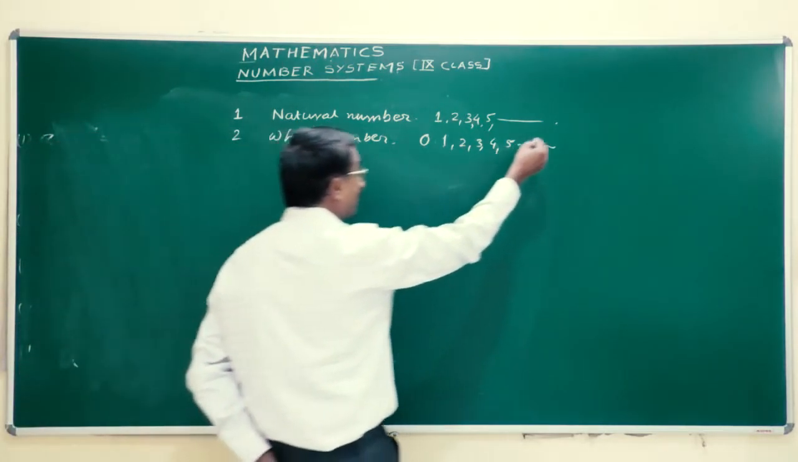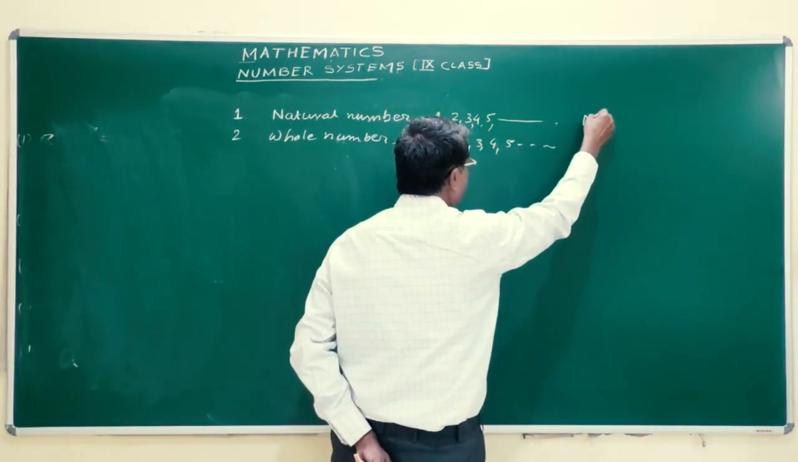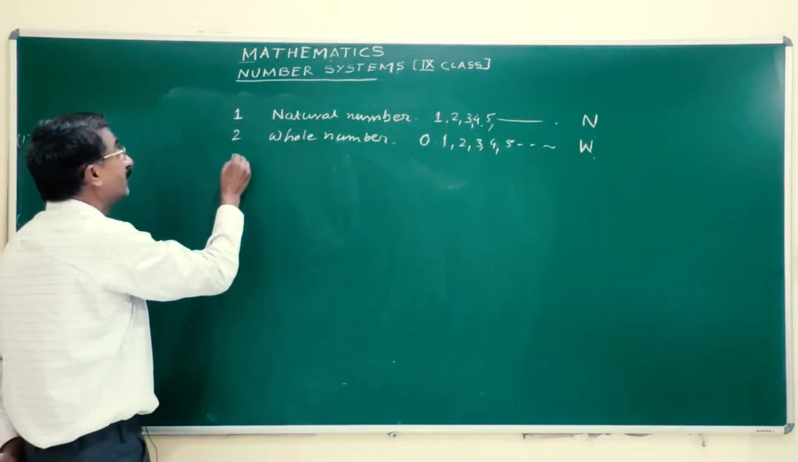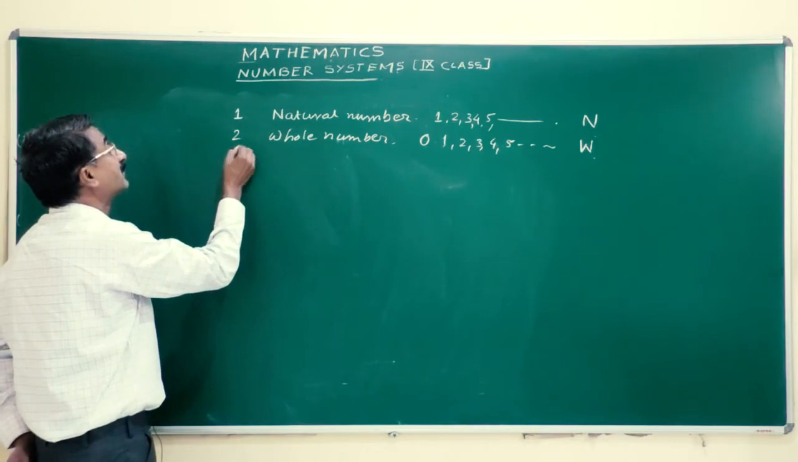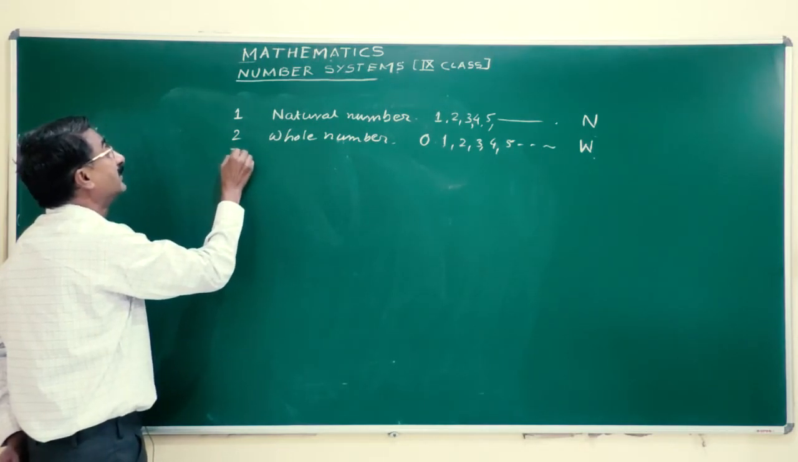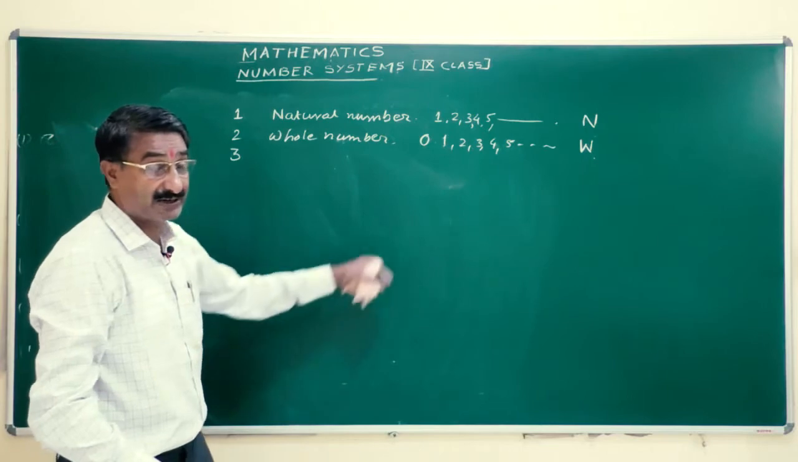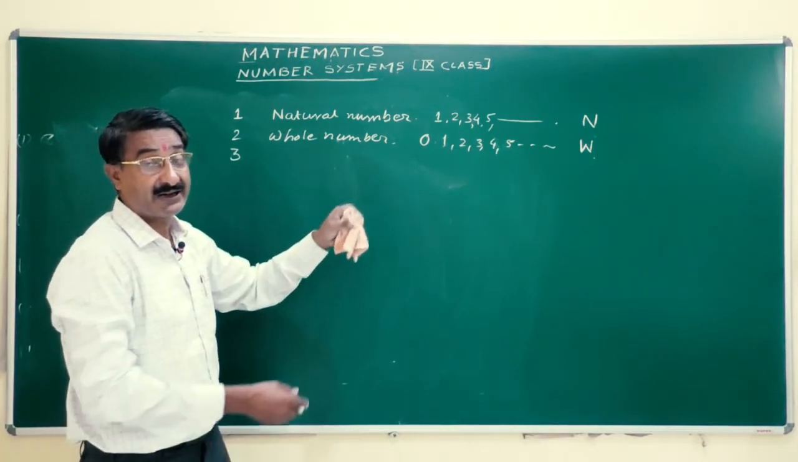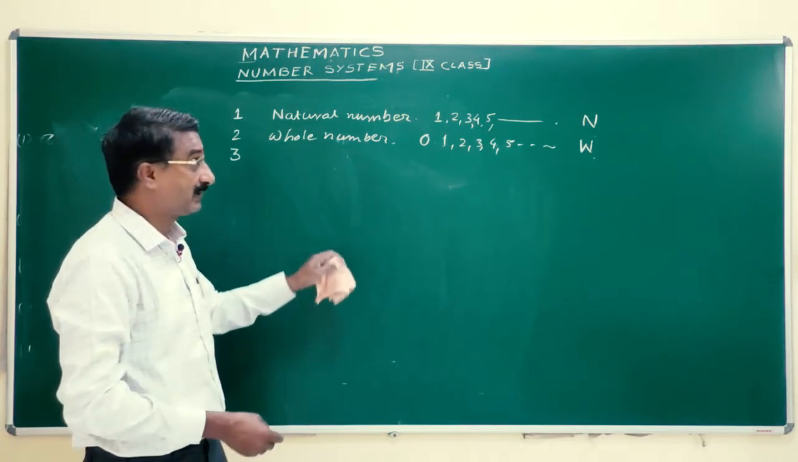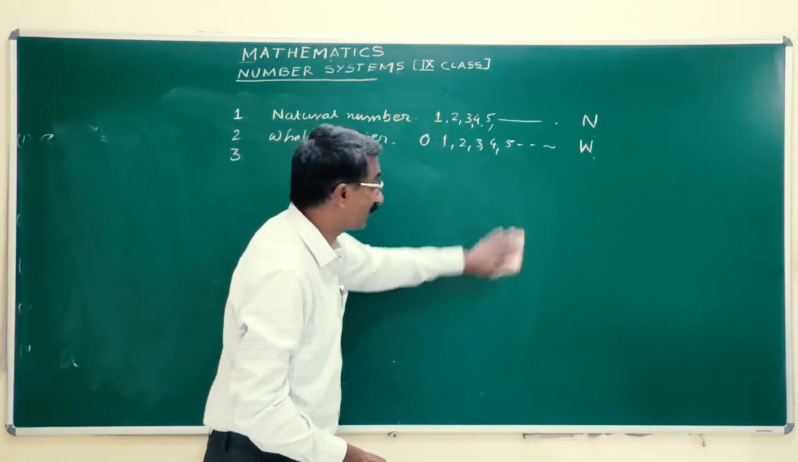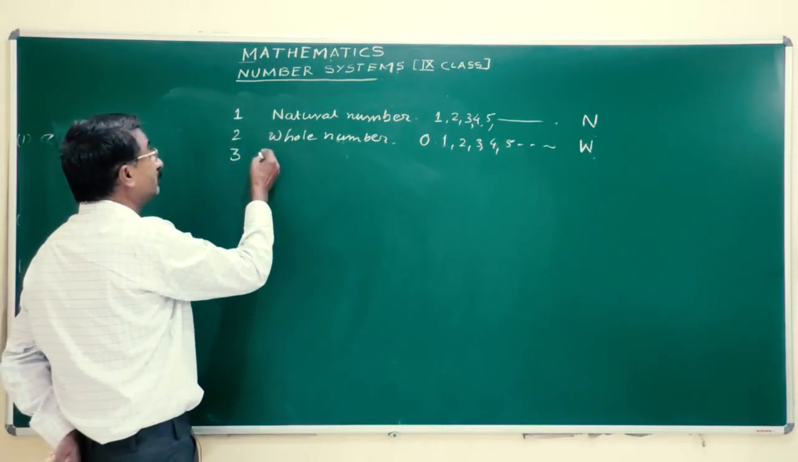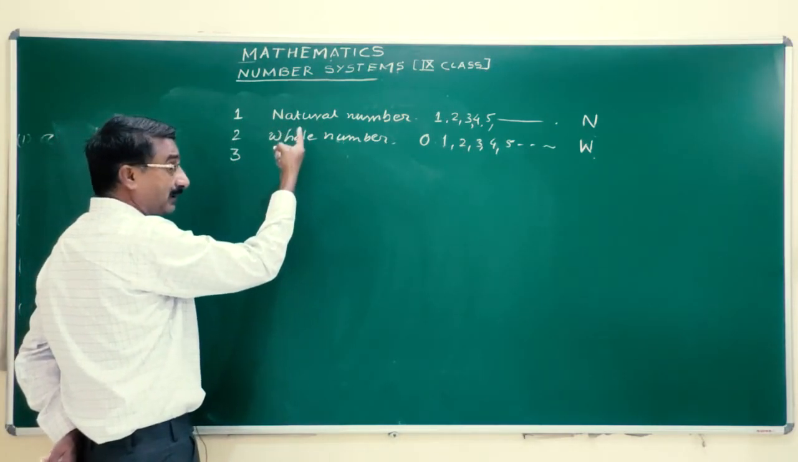They are indicated, I am just writing, this is by N, this is by W. If I am going somewhere wrong, you must rectify it and check it. It is not necessary that what I am writing here is always correct. Why? Because in the flow I may sometimes write X or Z or something like that. So you must verify it also from the book. Okay, now natural number, whole number.